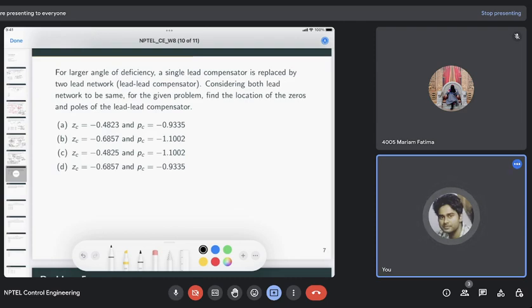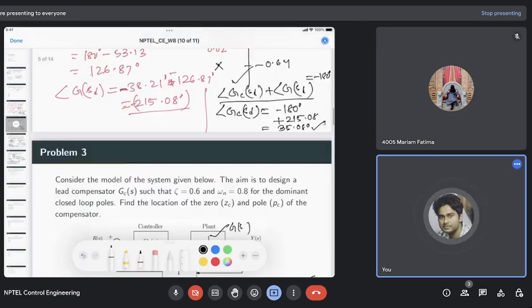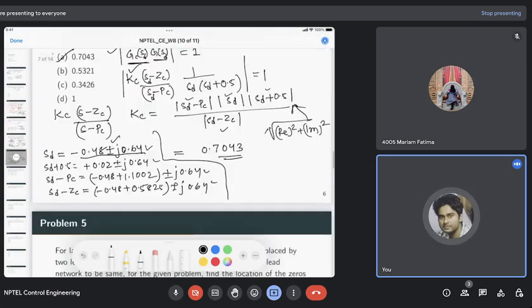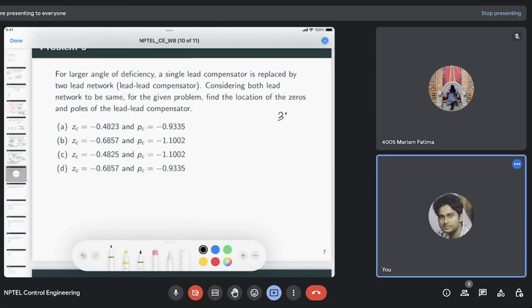We already computed this angle deficiency here: 35 degrees. This 35 degrees has to be provided by one lead compensator. Now we have two lead compensators, and we want the network to be the same, so each should provide half of this angle, phi by 2. This is the phi angle we first computed for the single lead compensator. Now we have two compensators, each providing half of this angle. So 35 degrees, half of this is 17.5 degrees. Each lead compensator should provide this angle.